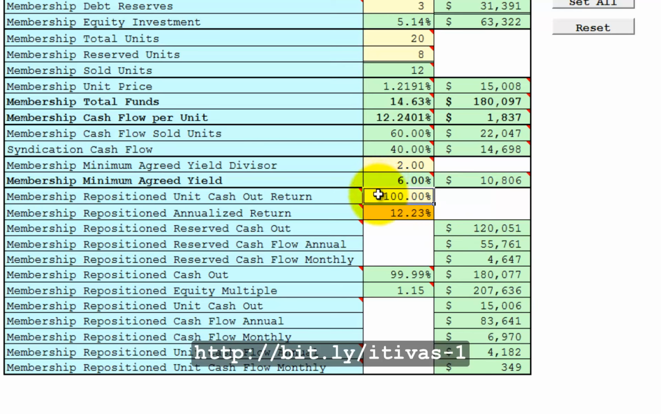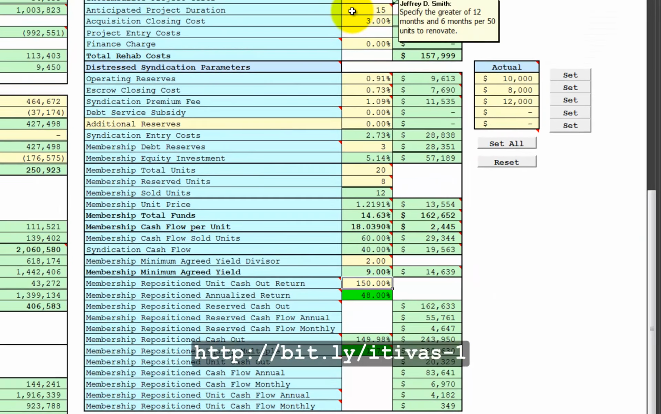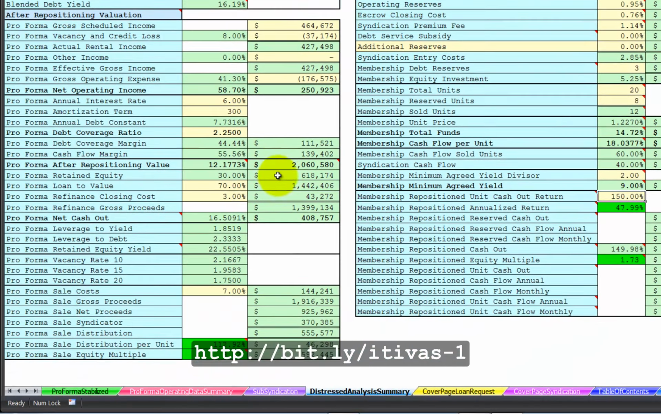You can do what-if scenarios. For example, what if you wanted to give your private financiers 150% cash out on a refinance? You will see that the annualized rate of return is now 48% a year. This is a 15-month project. You'll see that the after repositioning value does not change because the ARV operating data does not change. What is changing is the pro forma net cash out.